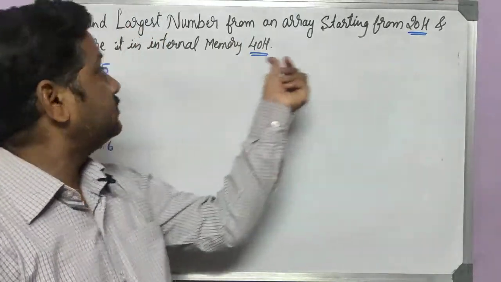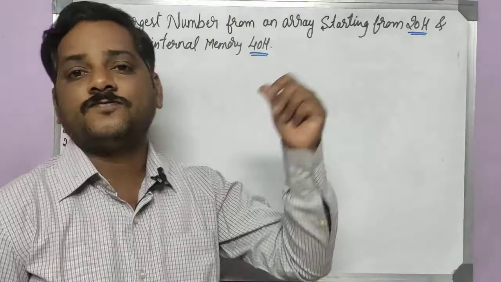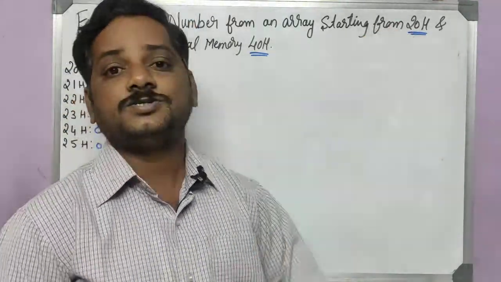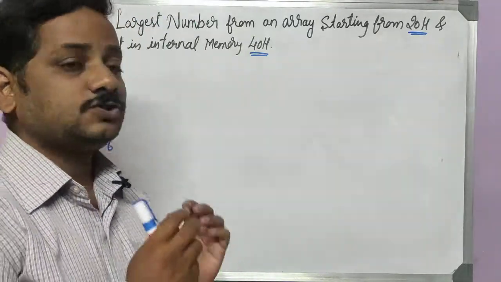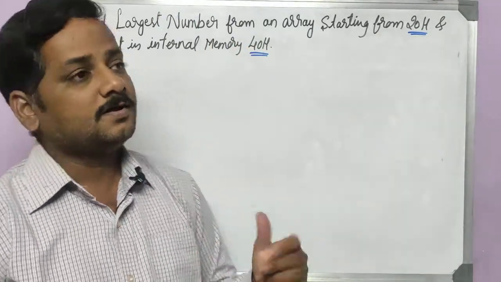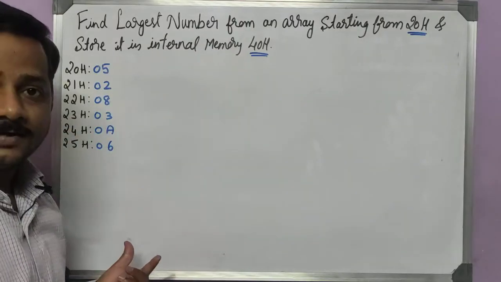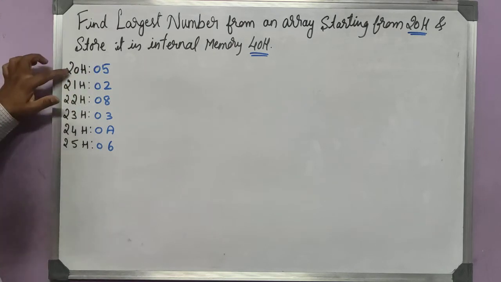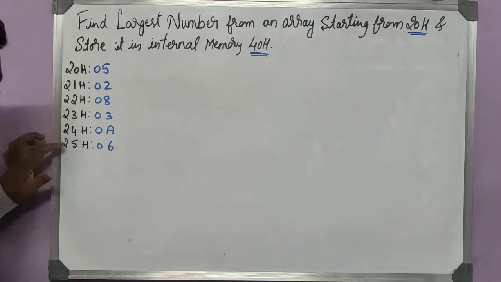Starting from 20h and store it in internal memory 40h. So the array is going to start at 20h, and you have to store the largest number in 40h. That is the question. So here I have given the set of data. At 20h I have started the data. So these are the addresses 20, 21 up to 25h.